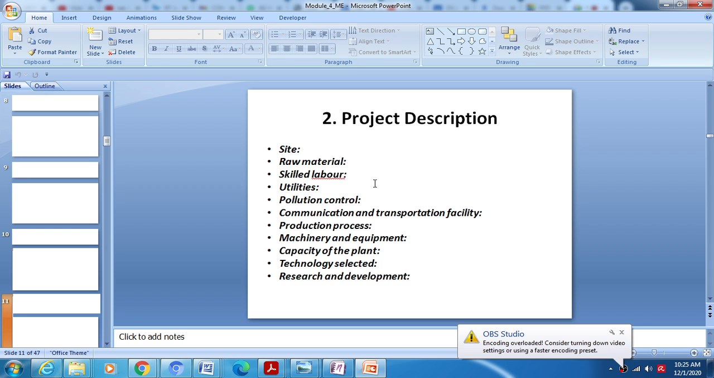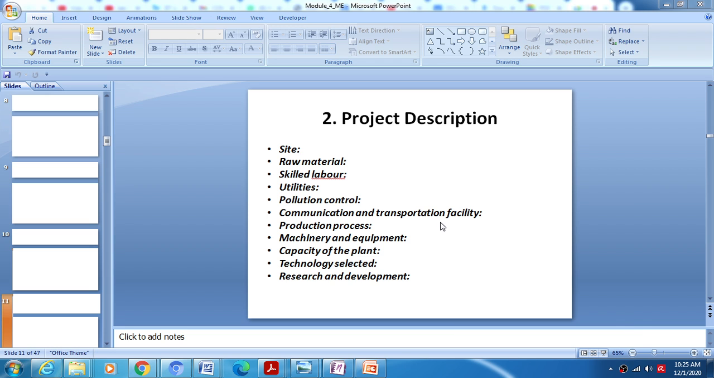So what kind of machinery do you need, or what kind of equipments are needed? What is the quantity in which you need? What is the size of the machine or the equipments that are required for you to run your production process? And what is the cost of those machines? And where can you get those machines from? So everything in detail has to be mentioned in this project report.